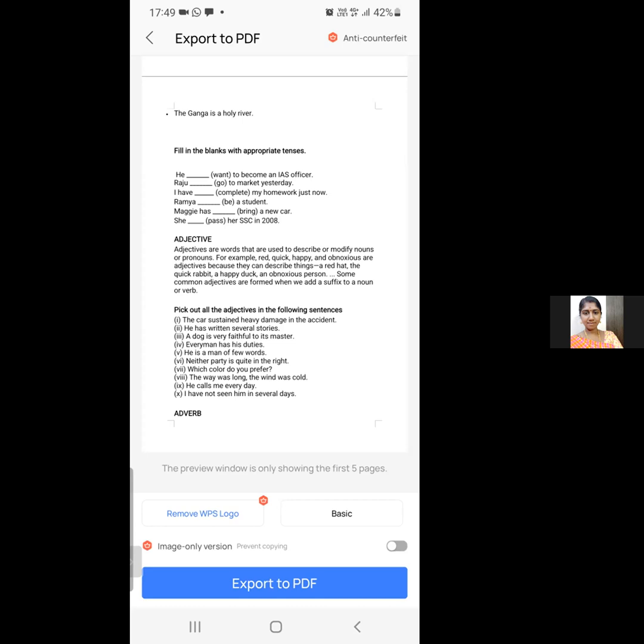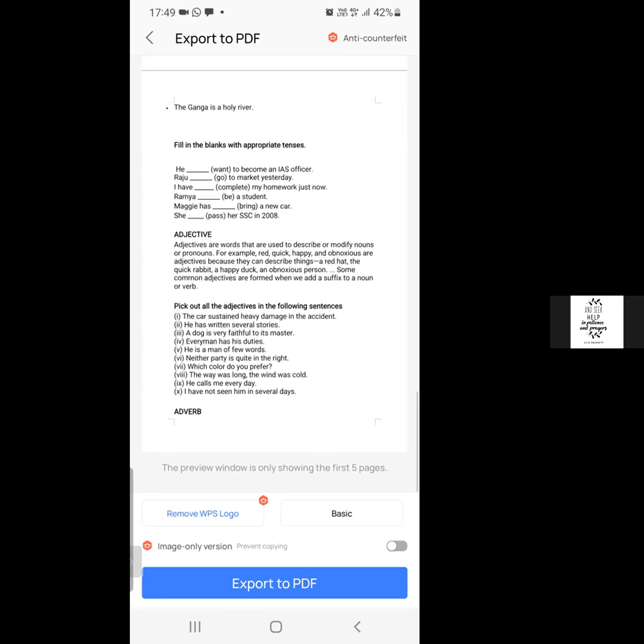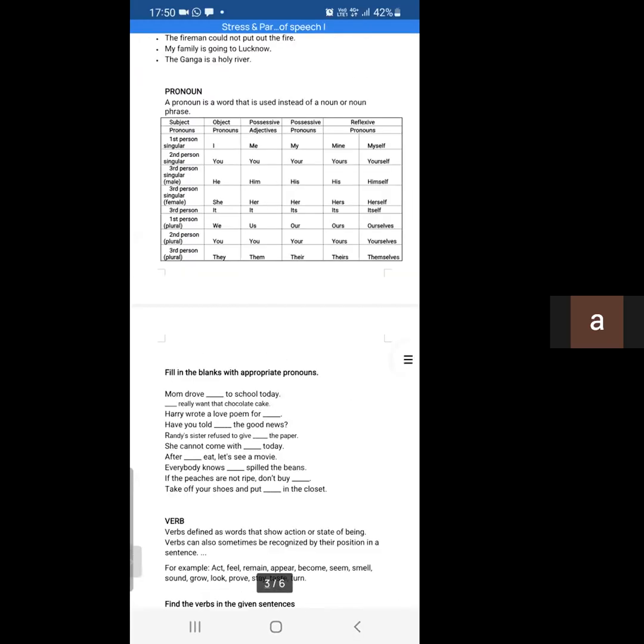Okay, then: the way was long, the wind was cold. Cold and long, longer, longest. Cold, colder, coldest. He calls me every day. Every is the adjective. I have not seen him for several days. Several.